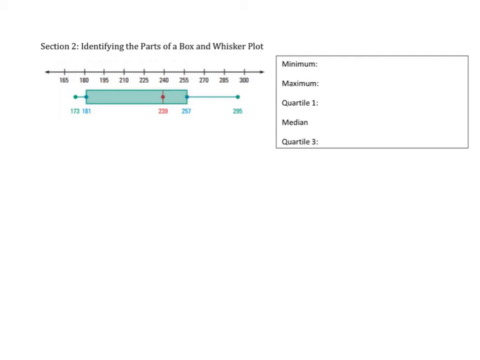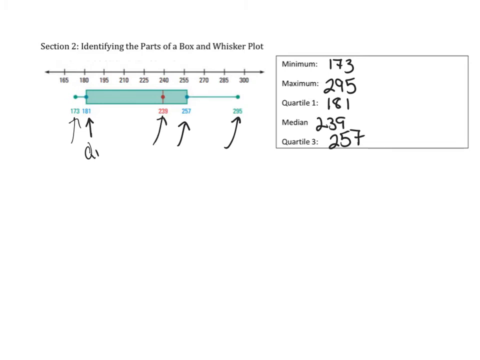In section 2, we're identifying the parts of a box and whisker plot. So in this box and whisker plot, the minimum is going to be right here, which is a 173. Our maximum is the higher point, which is 295. Quartile 1 is 181, and quartile 3 is 257.